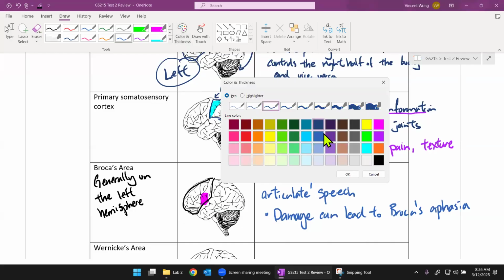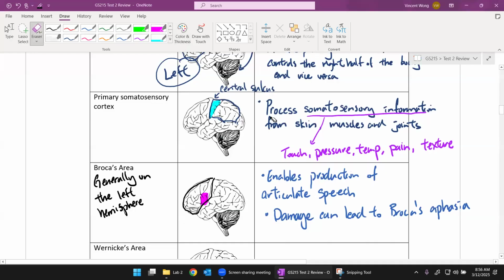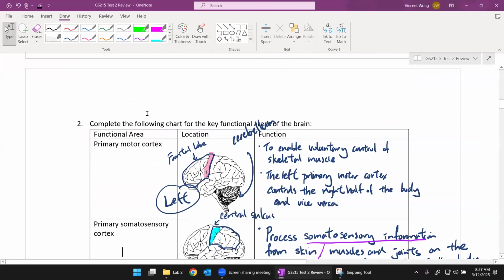By the way, I forgot to mention over here for the primary somatosensory cortex, I should also say that it is from skin, muscle, and joints on the opposite side of the body. Okay. Basically, this allows you to feel, and this allows you to move.